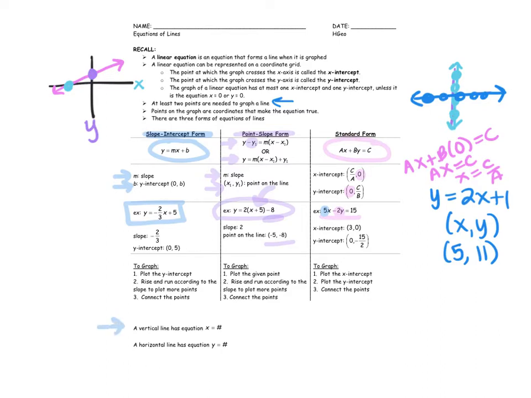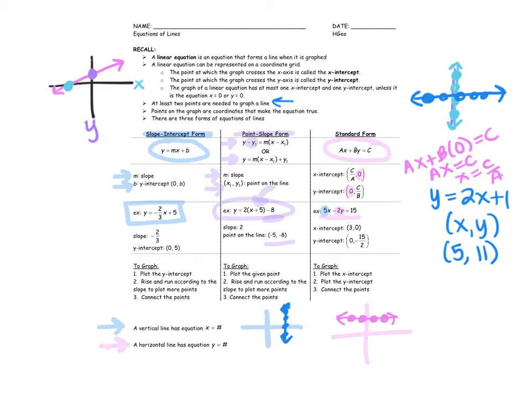So a vertical line always has the equation x is equal to some number, because if you think about a vertical line, what is true about every point on this line? The x coordinate is the same. A horizontal line has the equation y equals some number, because when you graph a horizontal line, every point along this line has the same y coordinate. So those are a few things to keep in mind as far as vertical lines, horizontal lines, and the 3 forms of equations of lines.